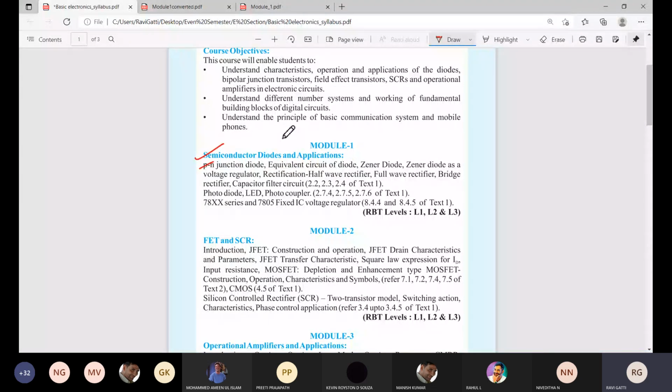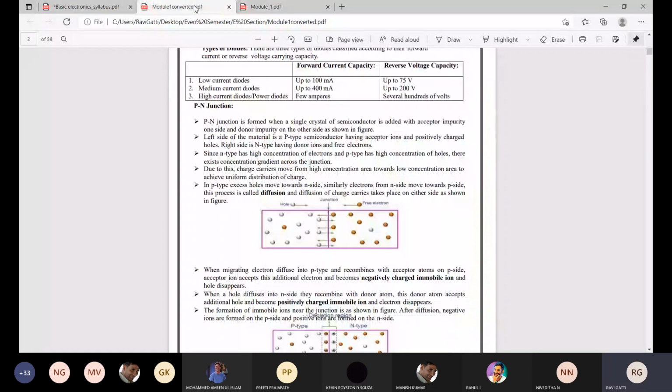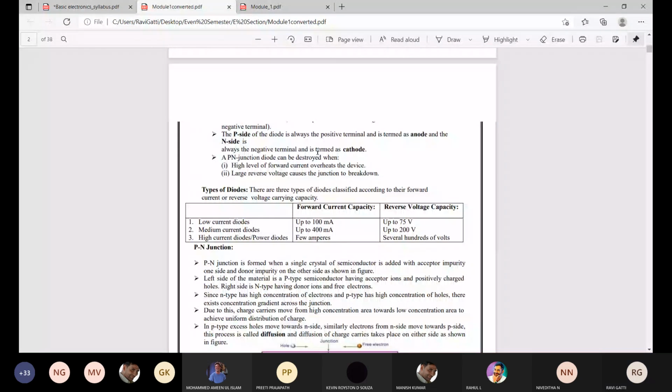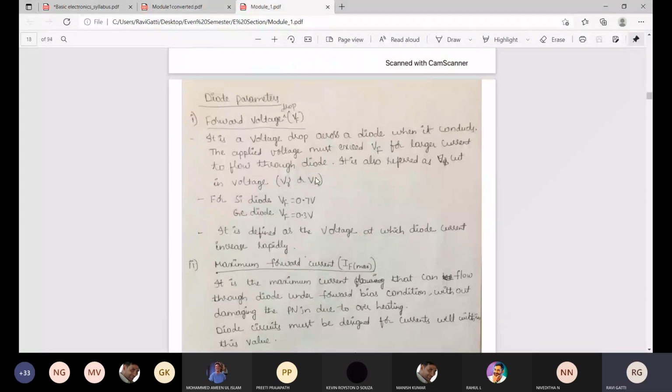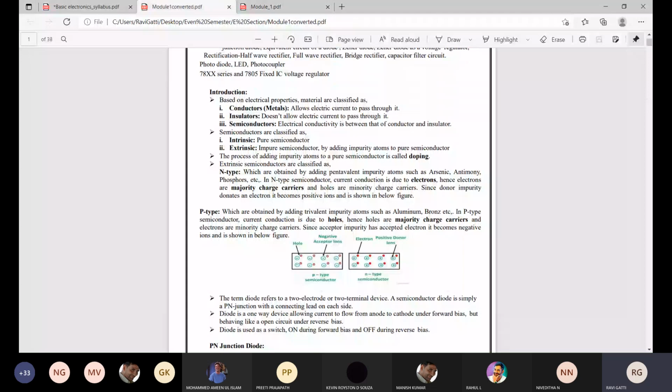And yes, what do you mean by a diode? Can anybody tell me what you mean by a diode? What do you mean by diode? Yes, anyone? What do you mean by diode? Have you studied this in your basics in your second PUC? Sir, it regulates current in only one direction. It will make current flow in only one direction.